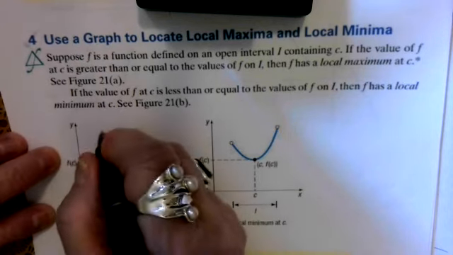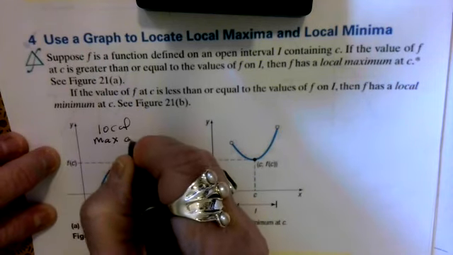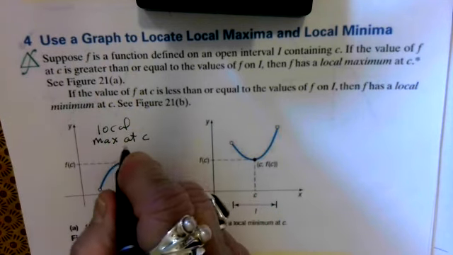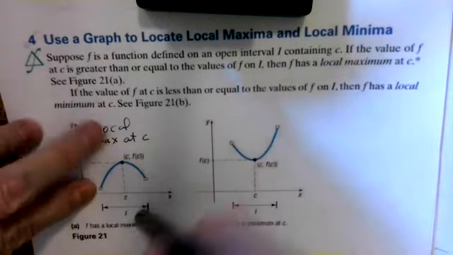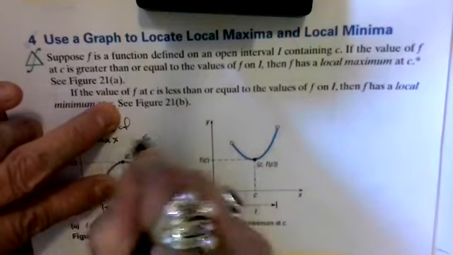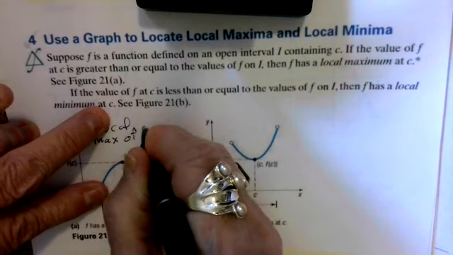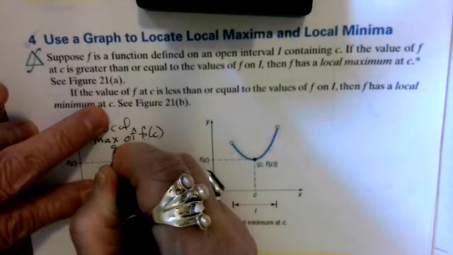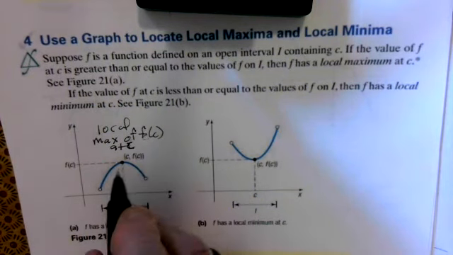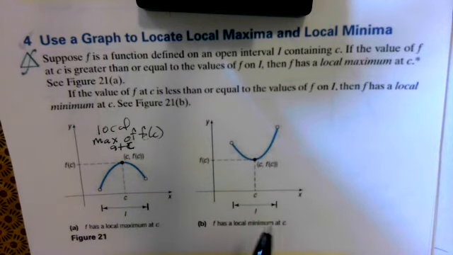This is what we call a local maximum, or max, at c. Now, what the local max is, so it's a local max of, let's put that in there too, of f of c at c.